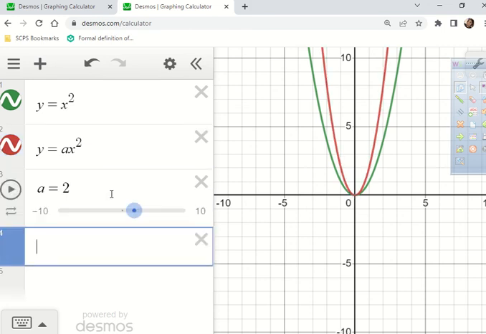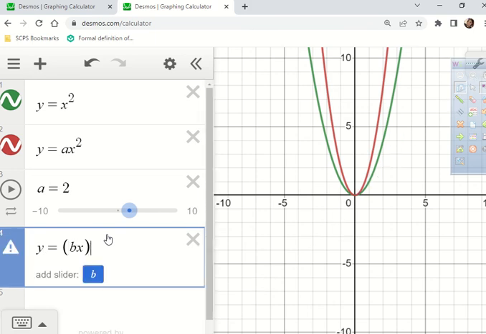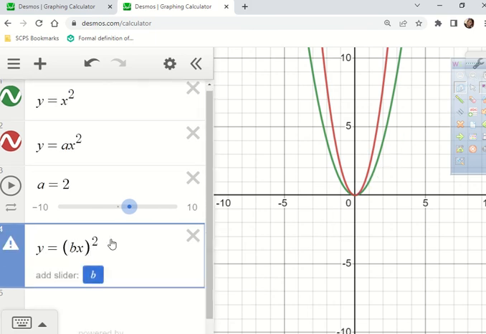Okay, so bear with me. This would be what a horizontal compression looks like if it were this. Do you see how the b is inside of the actual power as well? That's what makes it horizontal versus vertical. Vertical happens on the outskirts of the function. Horizontal happens inside the function by the x.